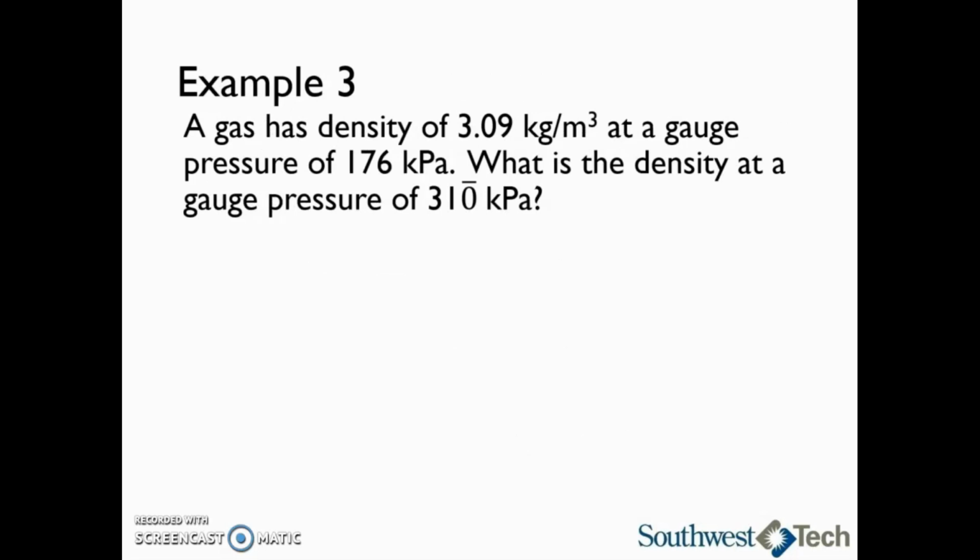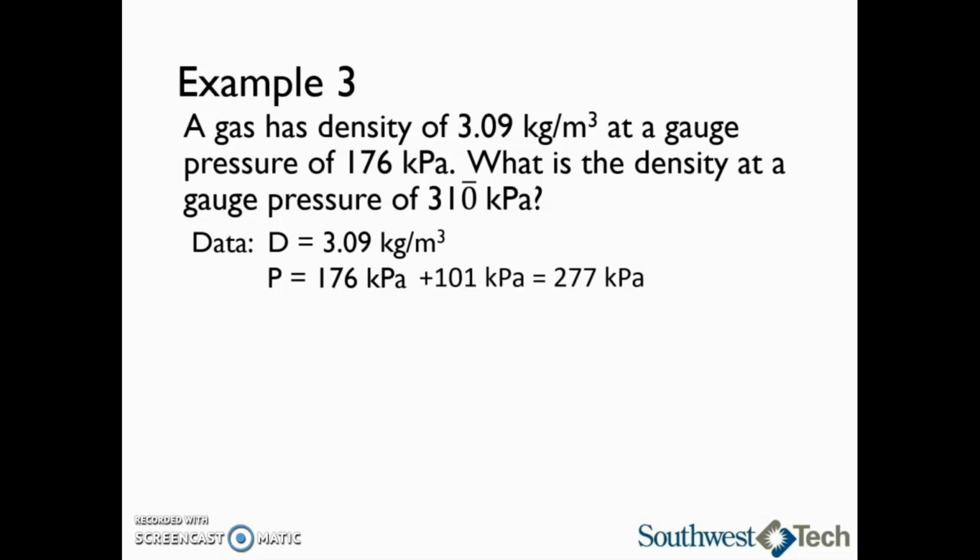Let's take a look at a density and pressure example. A gas has a density of 3.09 kilograms per cubic meter at a gauge pressure of 176 kPa. What is the density at a gauge pressure of 310 kPa? First, we will write down everything we know. The original density D is 3.09 kilograms per cubic meter. The original pressure P is 176 kPa. However, since this is a gauge pressure, we have to convert this to the absolute pressure. To do that, we will add 101 kPa, and this gives us an absolute original pressure of 277 kPa.